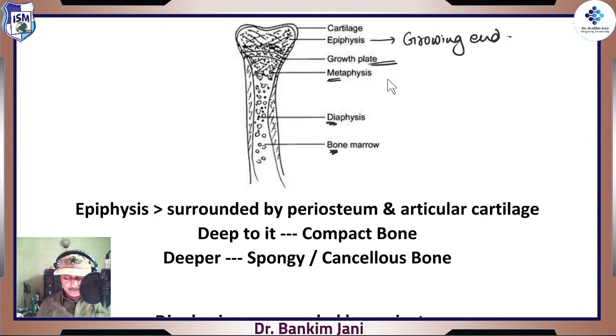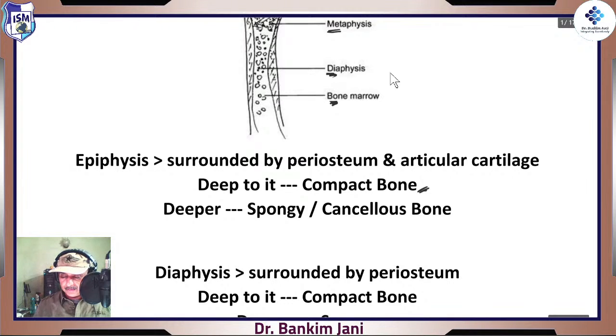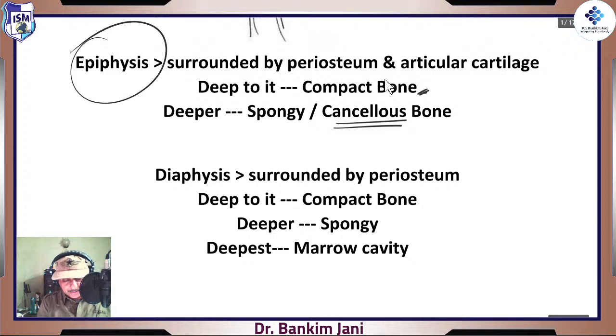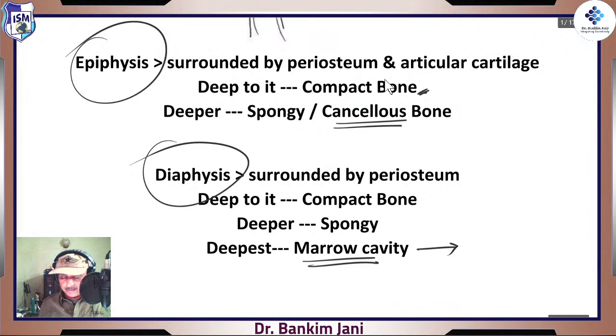The epiphysis is surrounded by periosteum. Periosteum is a layer of the bone, along with articular cartilage. Deep to it there is compact bone, and deeper is spongy bone. The compact bone is the bone which we see. Inside it is the spongy bone, also called cancellous bone. So that was the epiphysis. The diaphysis is surrounded by periosteum. Again, deep to it is compact, then spongy, and the deepest is bone marrow, which leads to production of cells, right? Blood cell hemopoietic activity.